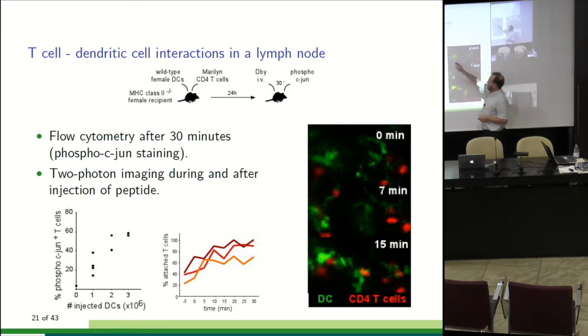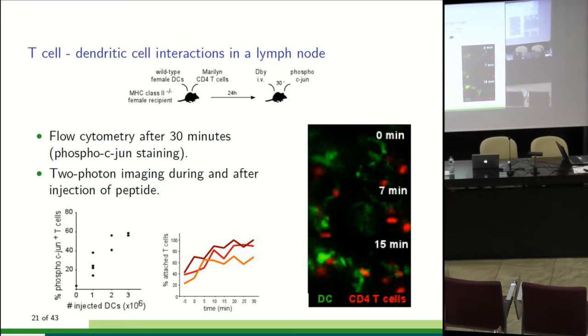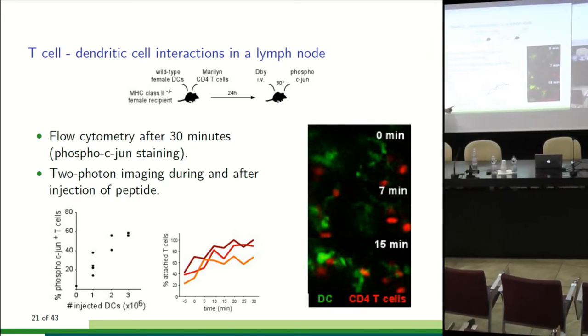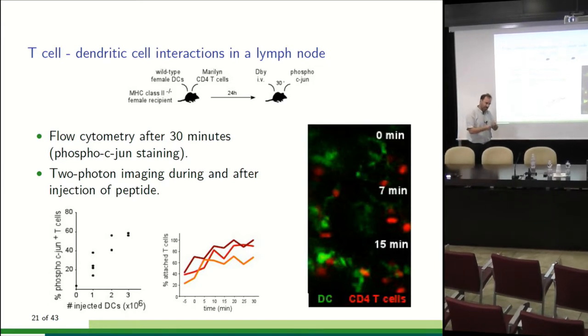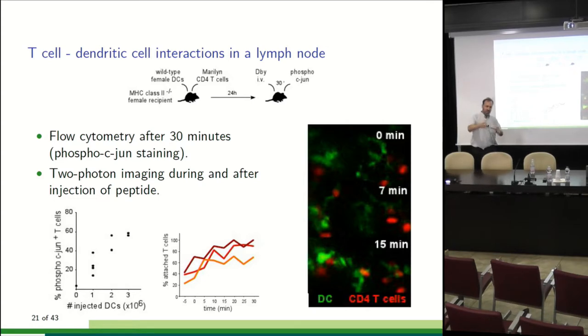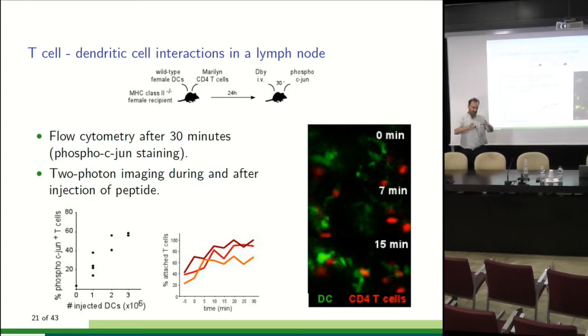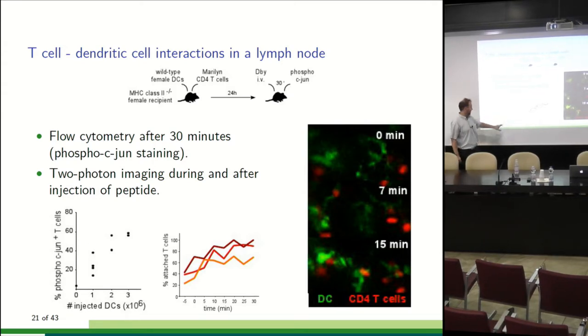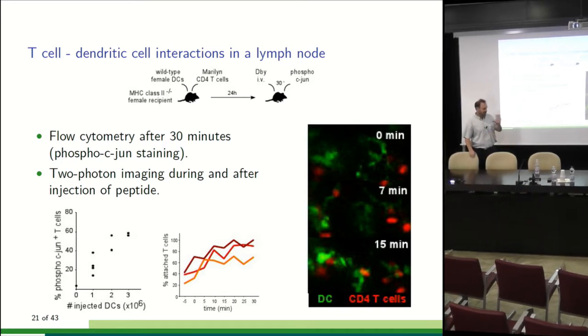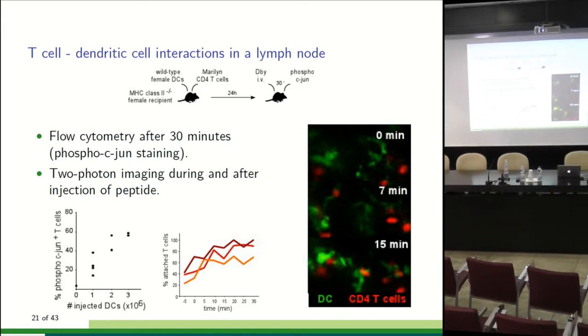Secondly, and now unfortunately you have to kill the mouse, you can stop the experiment after 30 minutes. After 30 minutes, take the lymph node out of the mouse, get all the T cells out, put them through a flow cytometer, which is measuring a particular type of staining indicative that the T cell is activated. So that's the second way, and then you get a graph like this. Now it's not against time, because everything is half an hour here; it's against the number of dendritic cells that they injected. So you can choose how many cells you inject into a mouse.